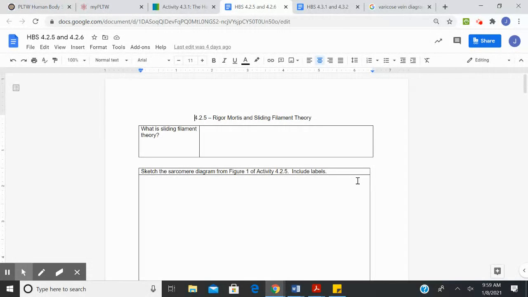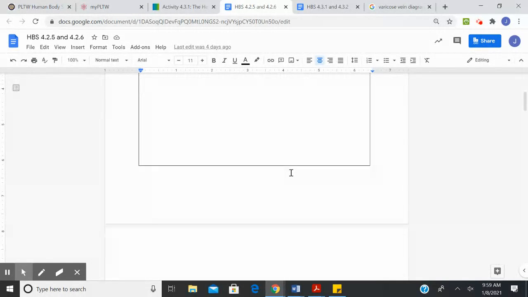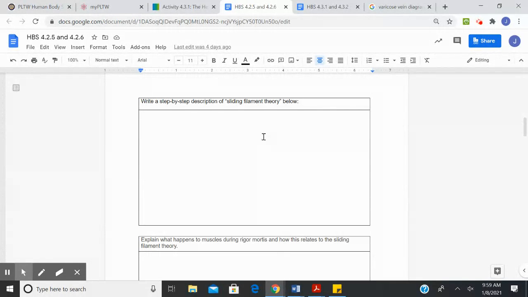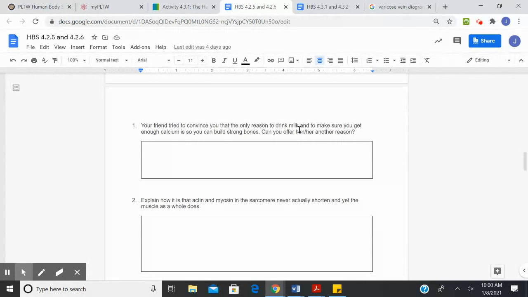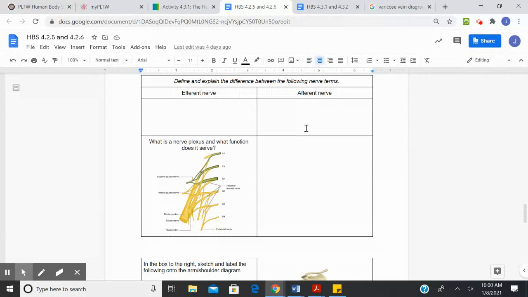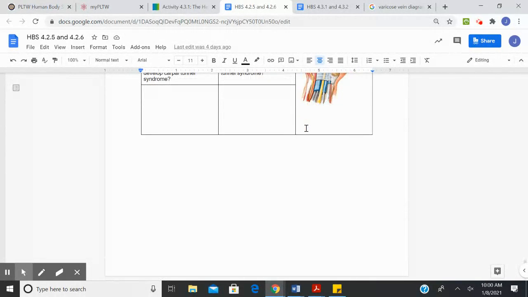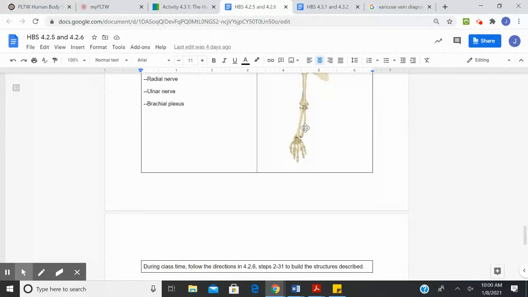425 and 426, you should hopefully have made some progress on the sliding filament theory. So sketching that sarcomere diagram, writing out the description of how that works and then how that relates to rigor mortis. And then we'll continue working on the U-dot nerve thing in class. We still have some things to do on that. It's a building to do, but that should be wrapped up pretty soon.